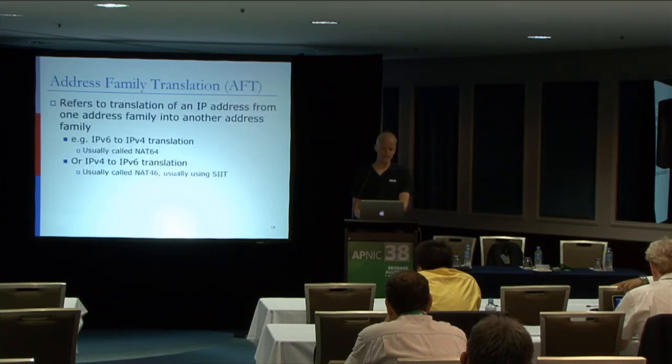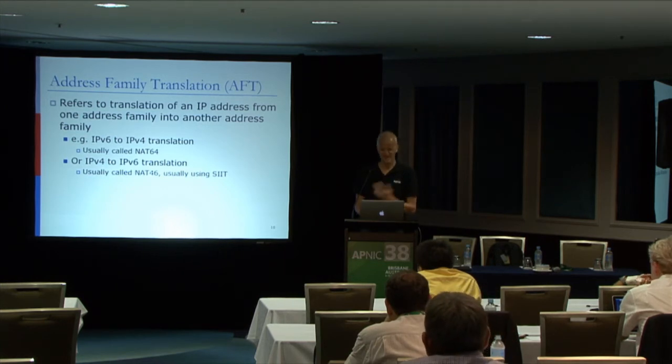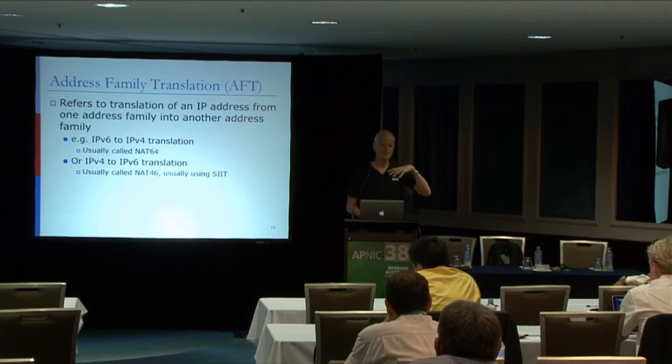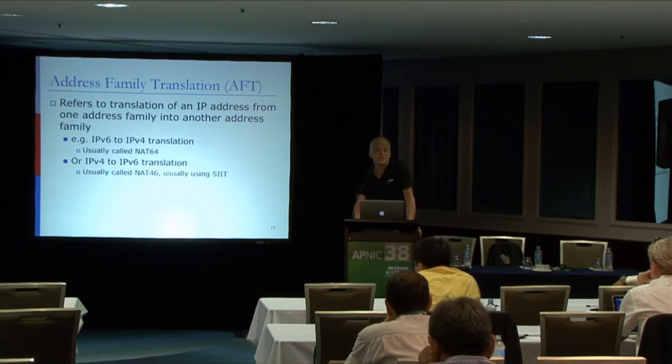There's address family translation, often referred to as AFT. There seems to be a trend in the last few years to have lots of acronyms and fancy words for things that we called very simply before. So AFT is another one you see thrown around all over the place. And it's like, okay, if you're nautical, then there's fore and aft, and what's all this? But address family translation refers to translation of an IP address from one address family into another address family. So it could be v6 to v4 translation, it could be v4 to v6 translation.